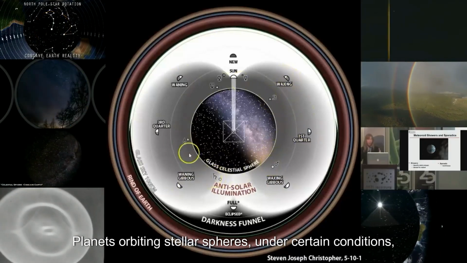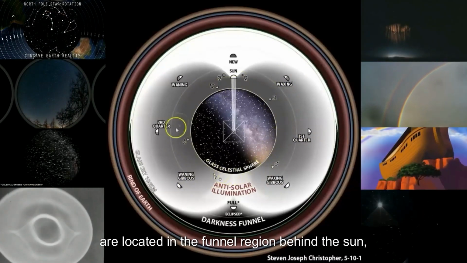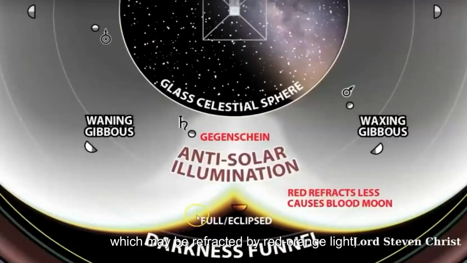Planets orbiting stellar spheres under certain conditions are located in the funnel region behind the sun, which may be refracted by red-orange light, and in this region, the month will be painted with appropriate colors.